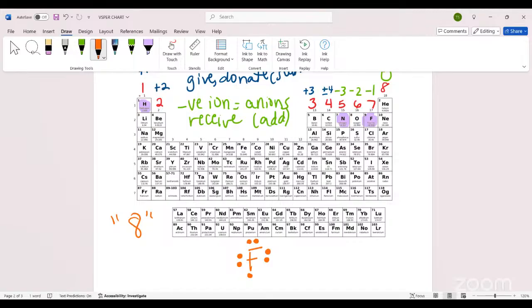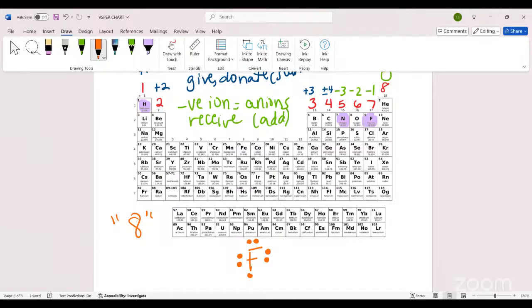So you see, when we start putting this all together, you're going to realize that the red numbers tell you how many valence electrons it's coming in with. The blue or green numbers tell you how many it's going to give away or receive. Give away, or receive, okay?